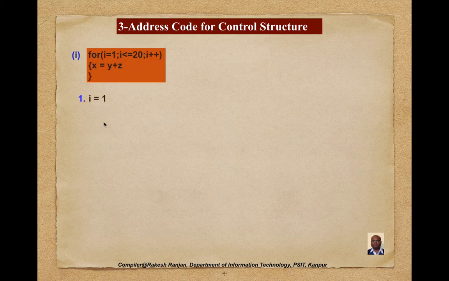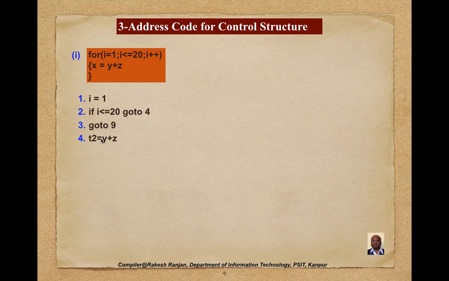So first we can write I equal to 1. Then I can write, if I is less than 20, then go to 4. So if the condition is false, it will go out of the for loop. Now in line number 3, I can write go to 9. So if the condition is true, then go to 4, and if the condition is false, then go to 9.